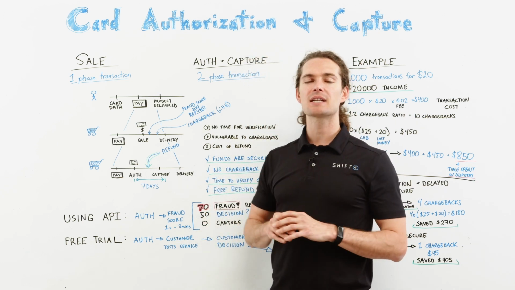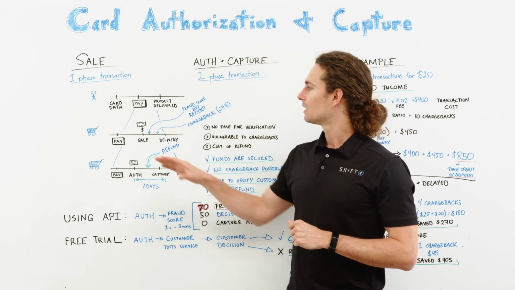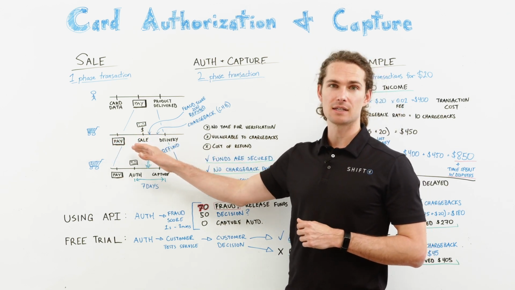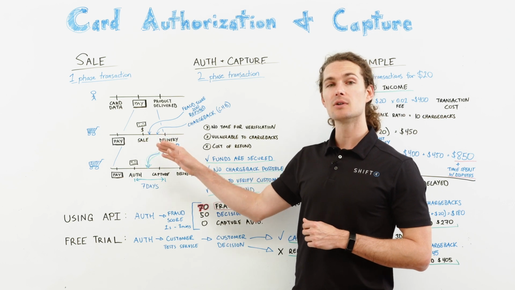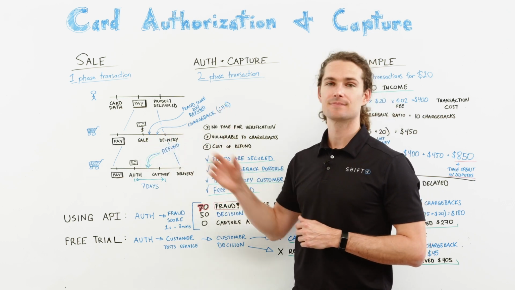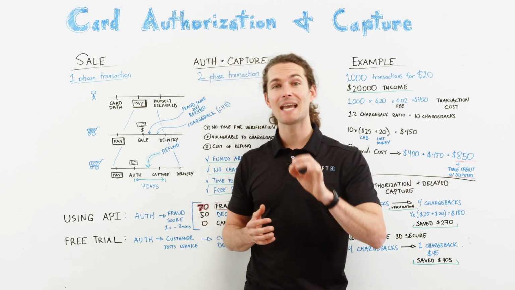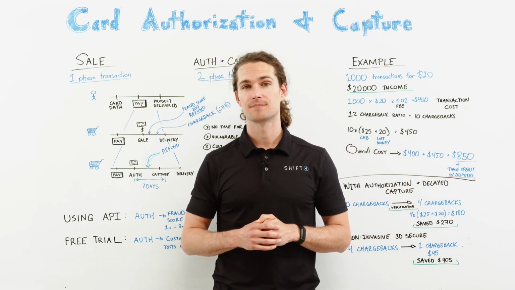Yet from the merchant perspective, the process looks a little different. The customer is on the website, a merchant receives a payment request, the transaction goes through, and the product is delivered. It sounds simple, but one-phase transactions can cause issues for merchants.